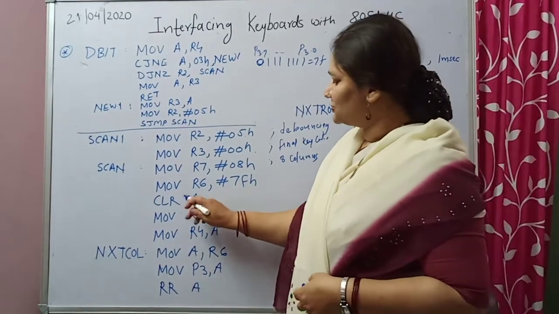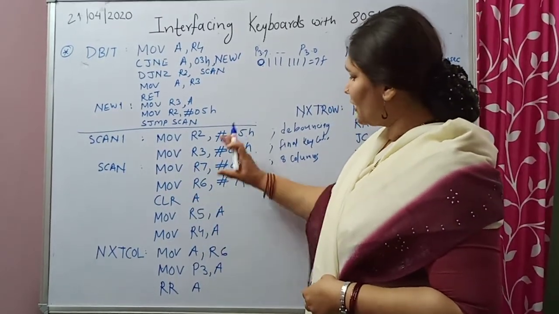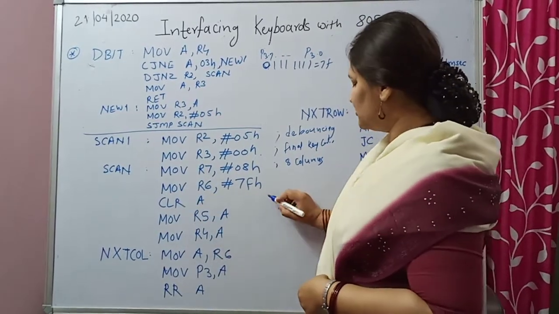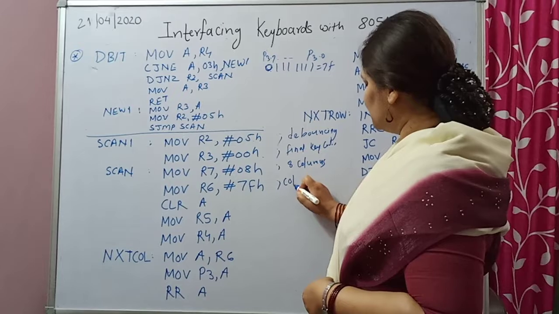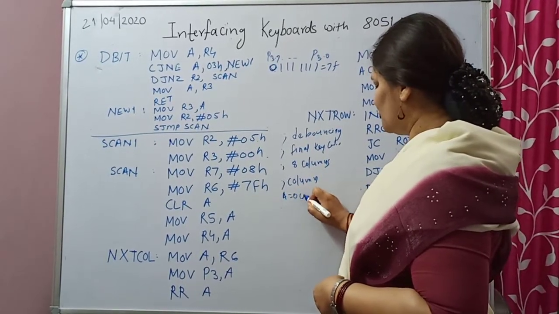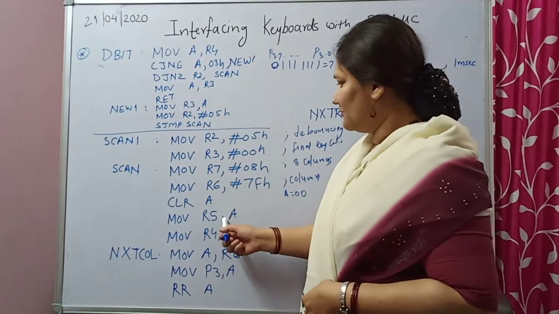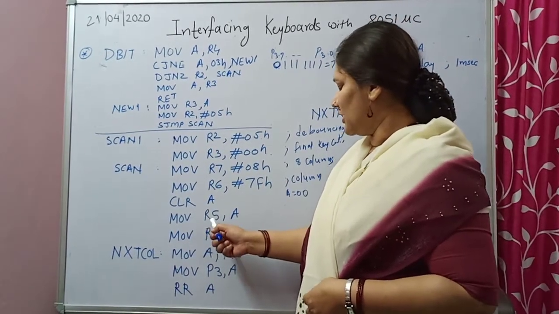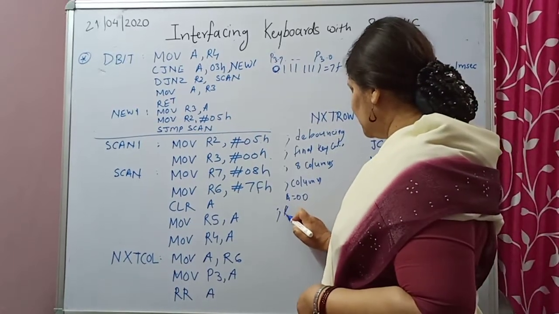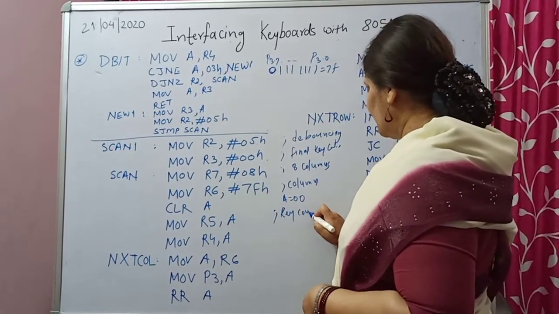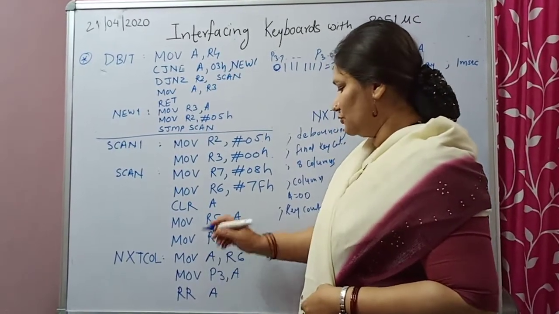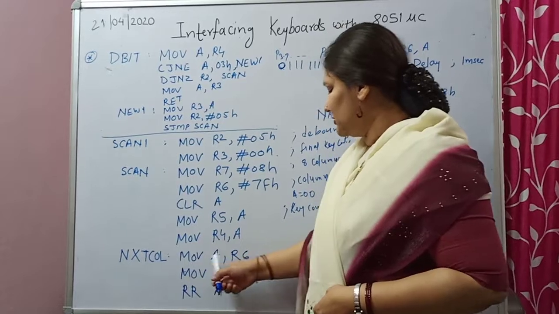Now the key code will come into the accumulator, so initially we are clearing the accumulator to 0. So this is the initial column pattern, and the accumulator we are clearing for the next use in our program. Then we are moving that to R5 register. R5 we have taken for key counter. So initially key counter is also assigned to be 0. Now R4 is also made 0.